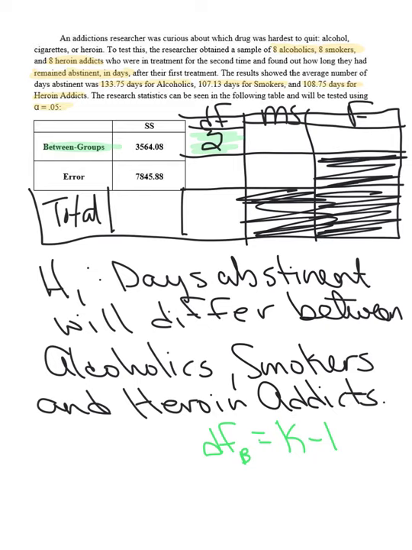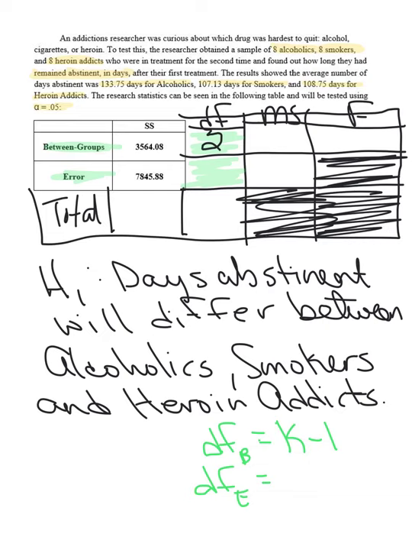Now, we need to get our degrees of freedom for the error group, which is also known as within. So degrees of freedom for error. Okay, I'm going to use my highlighter real quick so you can see that we're dealing with this right here.